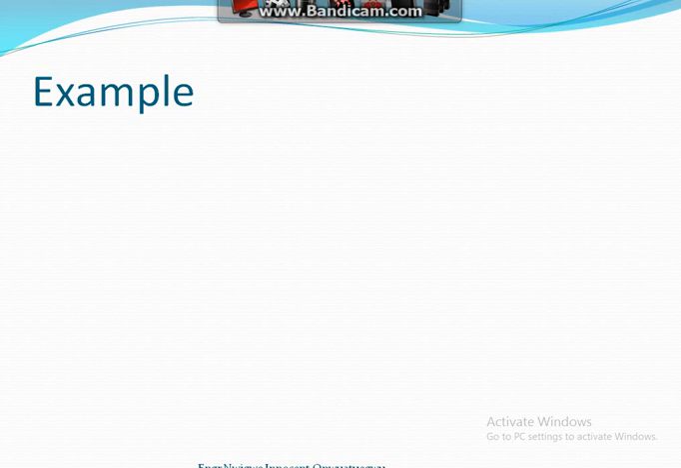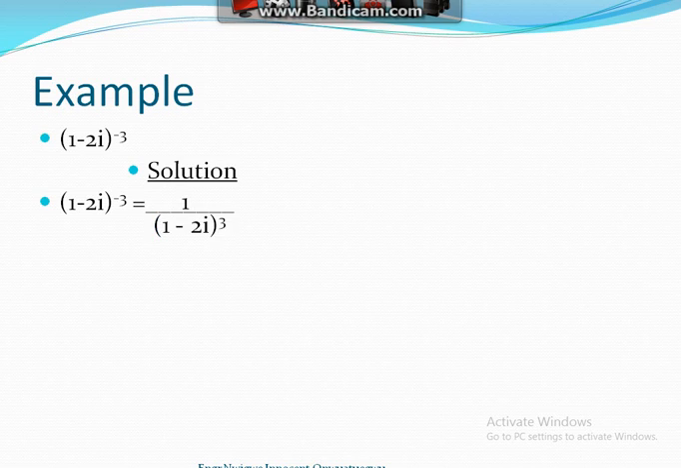Example, if you are given the expression, in bracket, 1 minus 2i raised to power minus 3, the solution is the same thing as 1 over, in bracket, 1 minus 2i cubed, which is the same thing as 1 over 1 minus 3 times 2i, all over 1 plus 3 times 2.